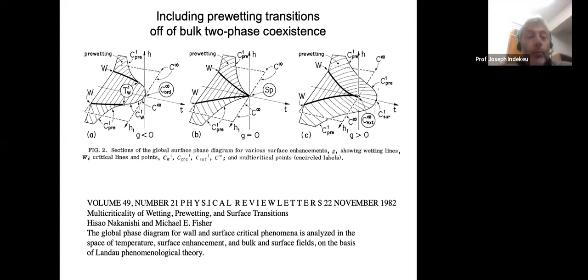And it has its own interesting singularities in the free energy, its own interesting critical exponents, if you like. And so it's a very interesting phenomenon, and it looks very innocent because the state at two-phase coexistence is wet, but then you take it a little bit off of two-phase coexistence and you enter into a pre-wet state that is included here in these phase diagrams, these famous phase diagrams of Nakanishi and Fisher. And there are all sorts of other things that we can say about these phase diagrams, but that's not necessary at this particular time.